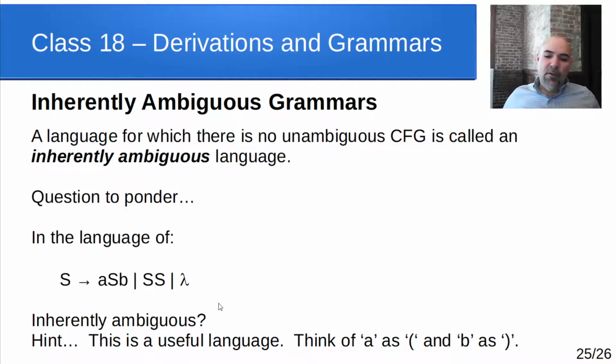Now, question to ponder: is this language that we have here inherently ambiguous or just ambiguous the way we have it written? I want you to think about that. Maybe I'll put that as a quiz, or maybe it'll be a bonus at some point, and I'll ask that again. But think about this language for a second and note that this is a useful language. If you think of A's as open parentheses and B's as close parentheses, then this language produces the set of all possibly matched nested parentheses. So open, close, open, close, open, close, open, close, open, close, open, close. Is there a way to create a grammar that represents that language of all possible sets of nested parentheses that is unambiguous? Think about that, and we'll cycle back to that a little bit later.